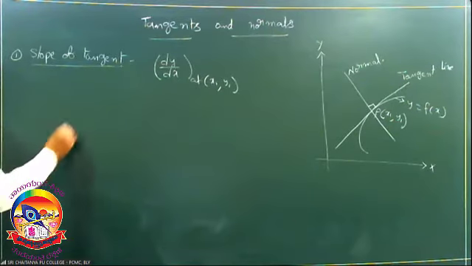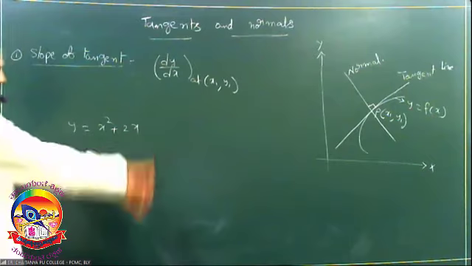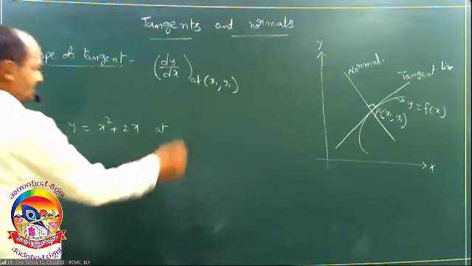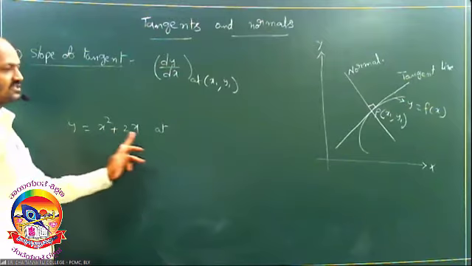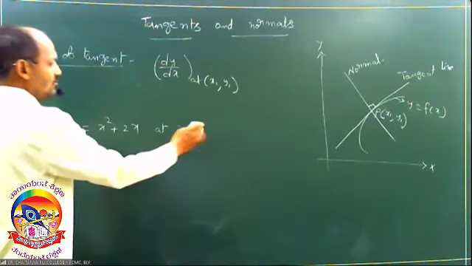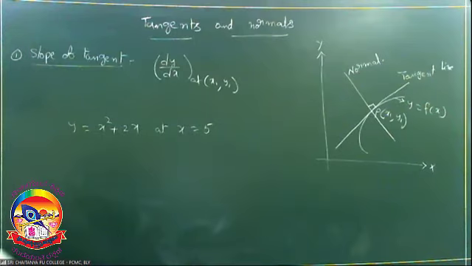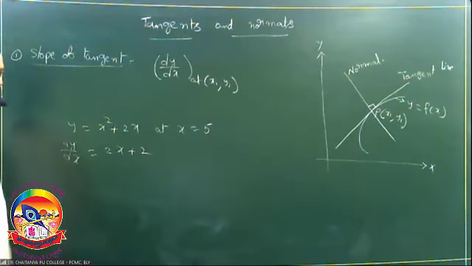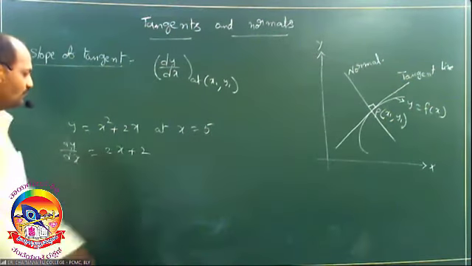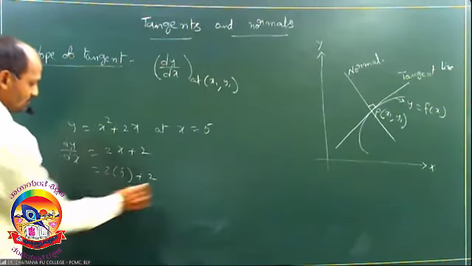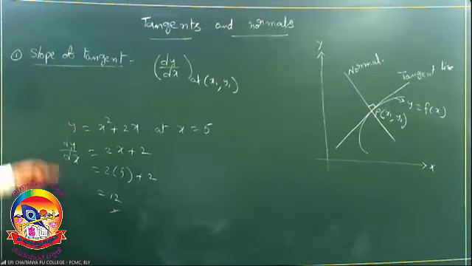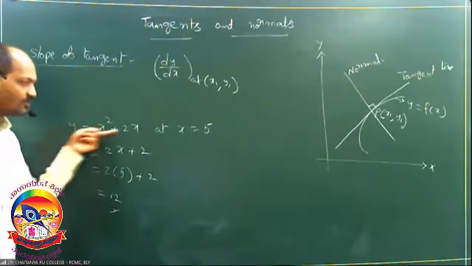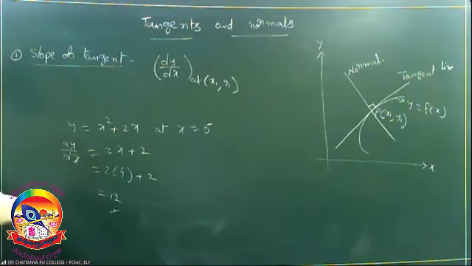Listen. For example, y is equal to x square plus 2x. Find the slope of tangent of the curve y equal to x square plus 2x at x is equal to 5. How to find the slope of tangent? That means dy by dx. Differentiation with respect to x, that is dy by dx is equal to 2x plus 2, and at x equal to 5, that is 2 into 5 plus 2, it is 12. So slope of tangent to the curve y equal to x square plus 2x at x equal to 5 is 12. Okay? It is slope of tangent.